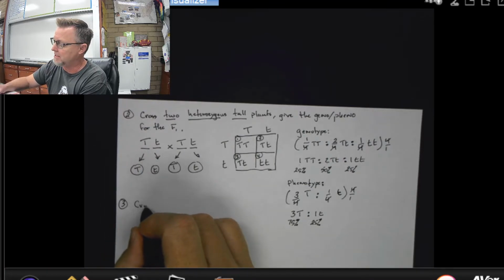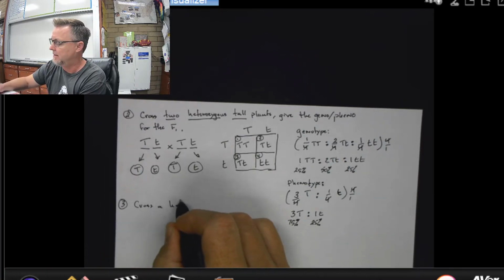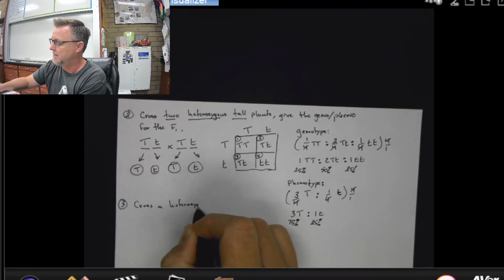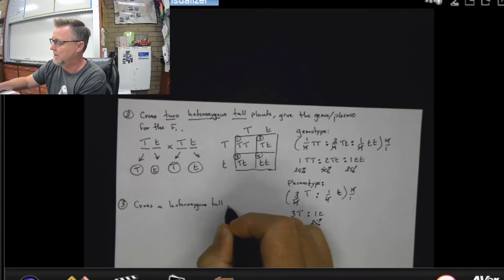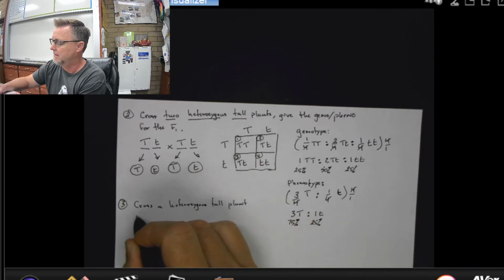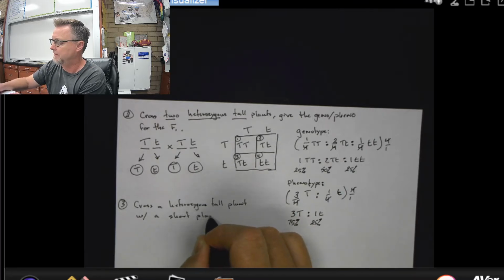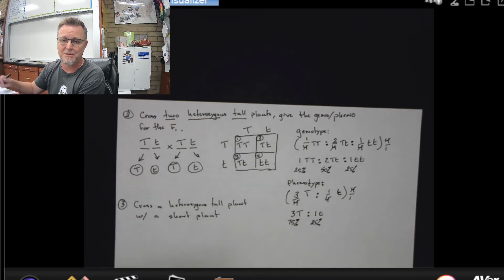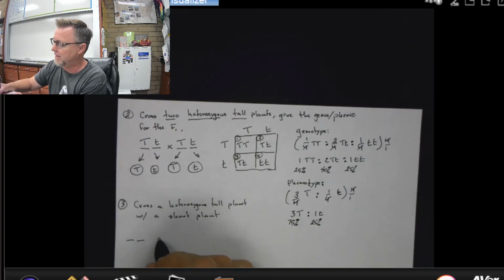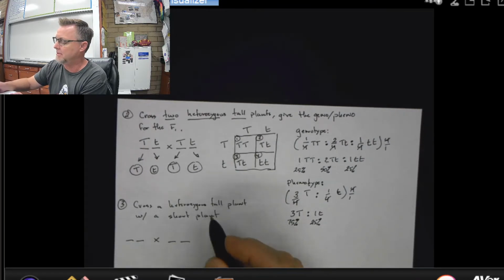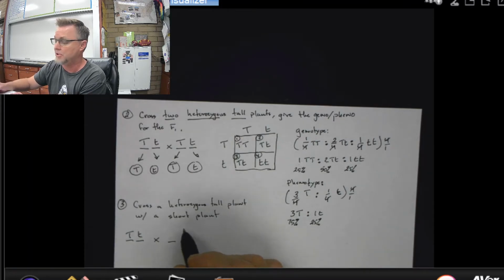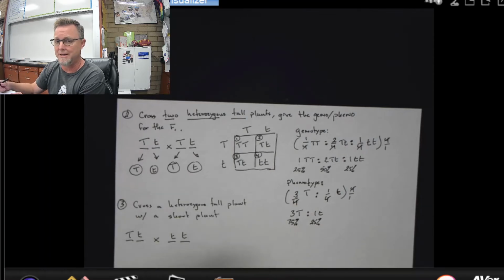So what if we cross a heterozygous tall plant with a short plant? What happens then? We're just going to assume you're going to do genotype and phenotype, like always. What does this look like? Well, we'll just go through the process again. What do my parents look like? Heterozygous tall, big T, little t. Short plant, the only way you can be short is little t, little t. Can't be short any other way.